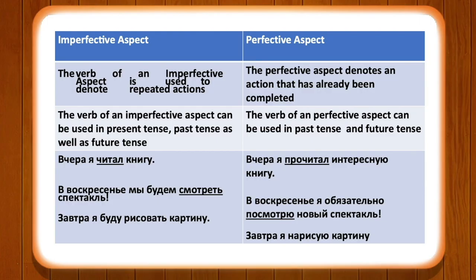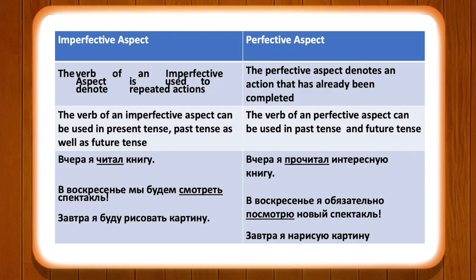In the next sentence, завтра я буду рисовать картину, and завтра я нарисую картину. In these two sentences, the verbs рисовать and нарисовать are being used. Рисовать is the imperfective verb and нарисовать is the perfective counterpart of the verb рисовать. It means to draw. Завтра я буду рисовать картину means I will be drawing a picture tomorrow, or I will draw a picture tomorrow. Завтра я нарисую картину means tomorrow I will draw a picture.